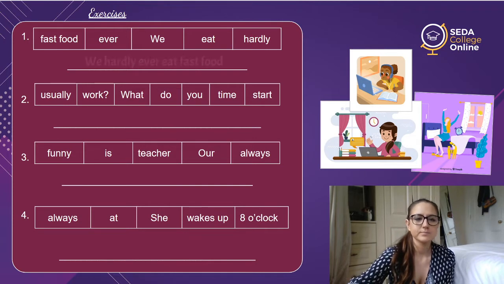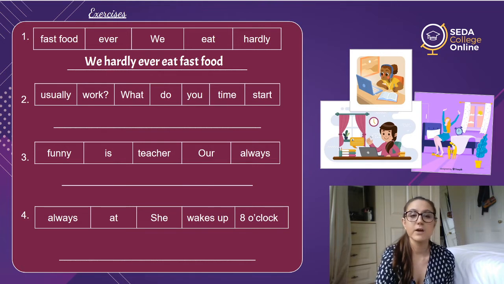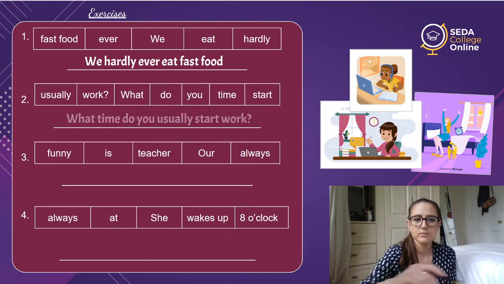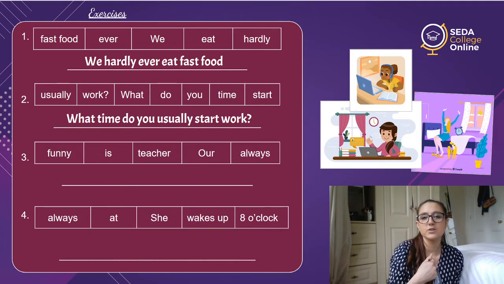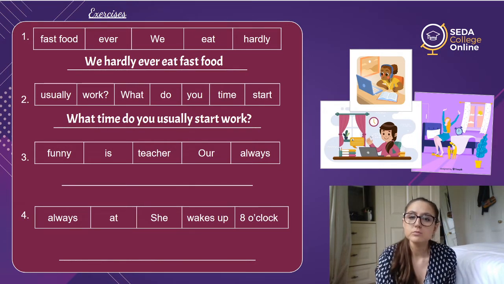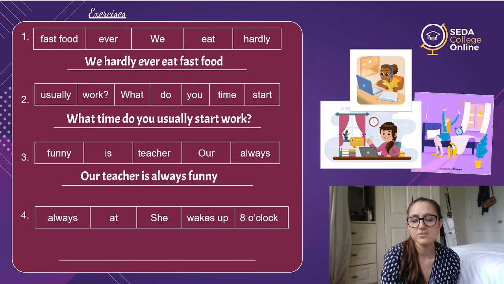So number 1, we hardly ever eat fast food. That's very healthy. Hardly ever. So it's maybe once a year. I don't know. Number 2, what time do you usually start work? So teacher Gabby, I start work at 10 a.m., for example. What time do you usually start work? Number 3, our teacher is always funny.